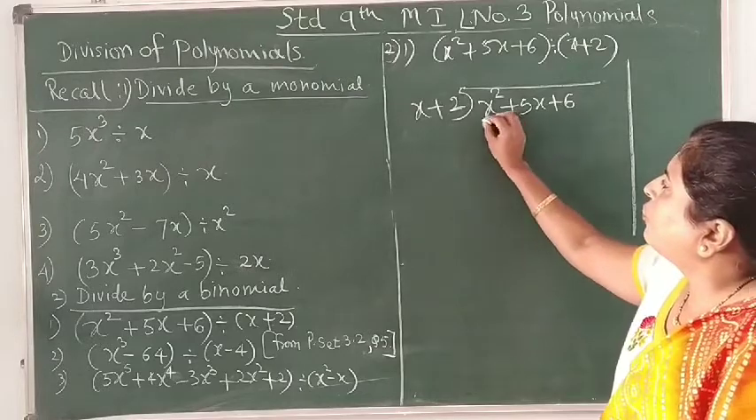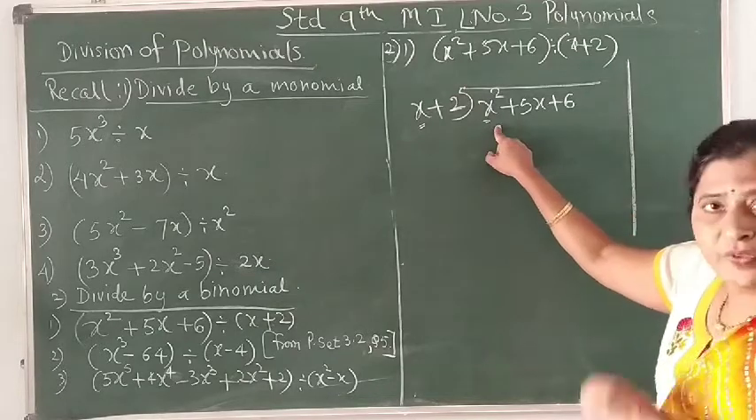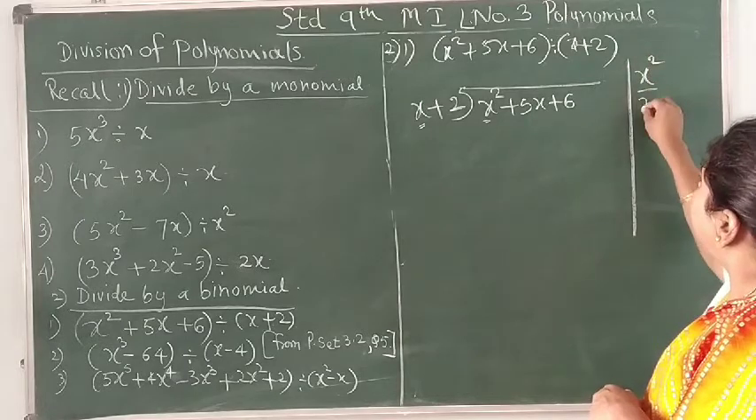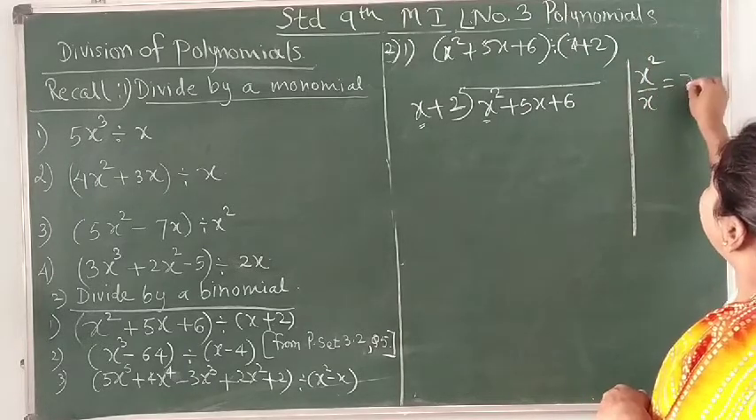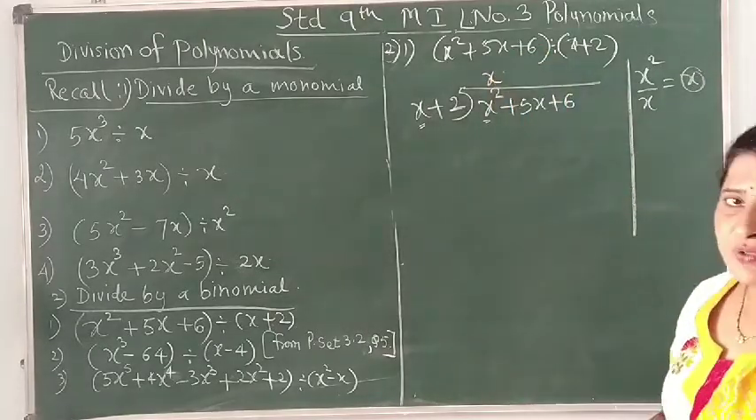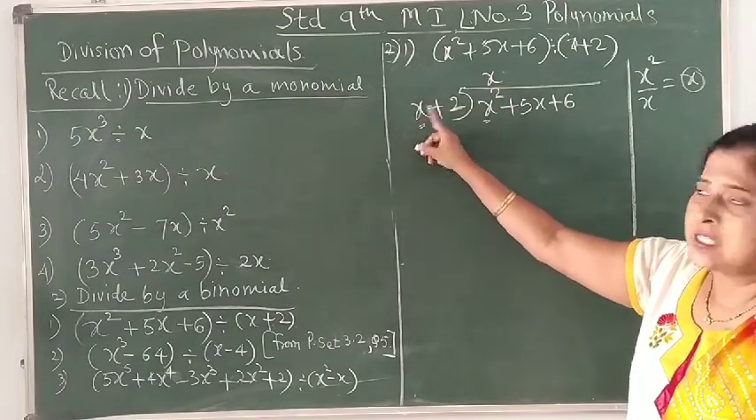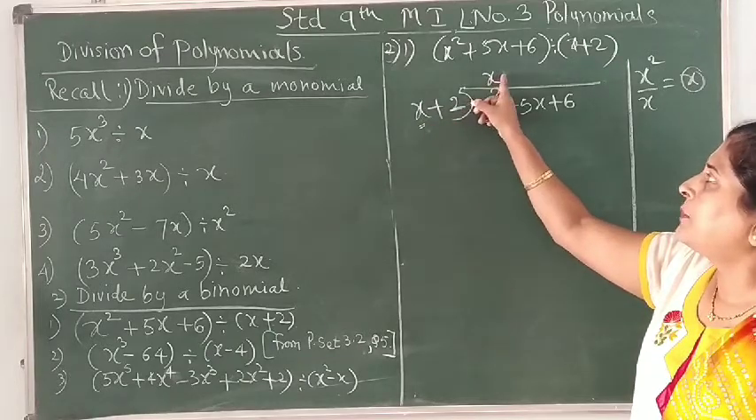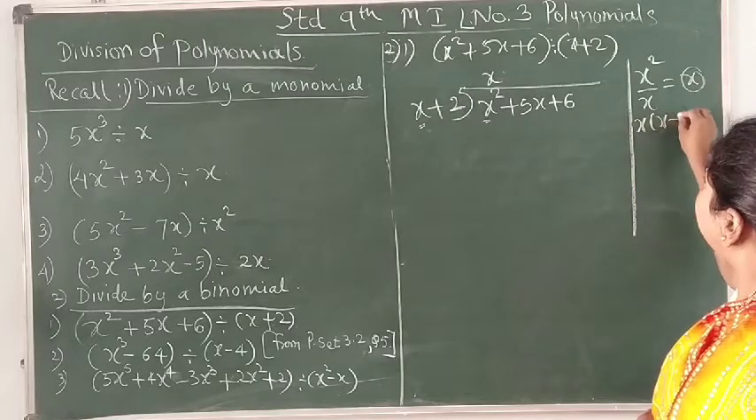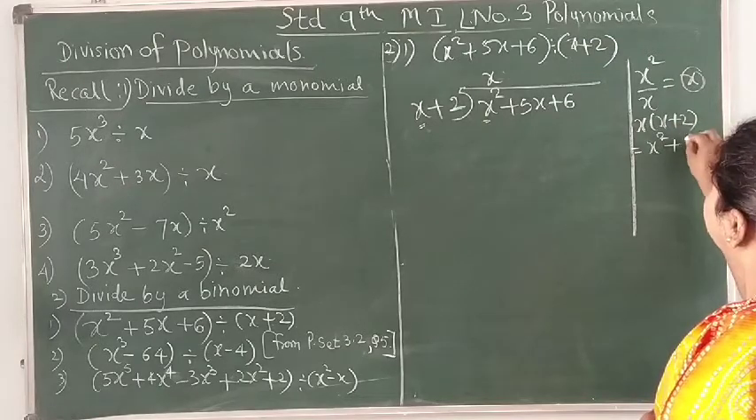Now here what we have to do: take the first term of the dividend and divide it by the first term of the divisor. If you divide x square by x, we get x. So you write this here in the quotient part. Now we are going to multiply with x, but not only x, the divisor has a companion here now. So we have to multiply this x with plus 2 also. If you multiply x with x plus 2, you get x into x, x square, and x into plus 2 is going to be 2x.